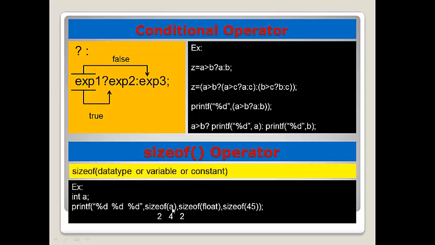A is an integer variable, so it displays the size of an integer variable, which is 2. sizeof(float): float is a type. The float size is 4 bytes, so it displays 4. sizeof(45): 45 is an integer value, so it occupies 2 bytes, so it displays 2. So the sizeof operator helps to give the size of a particular data type, variable, or constant.